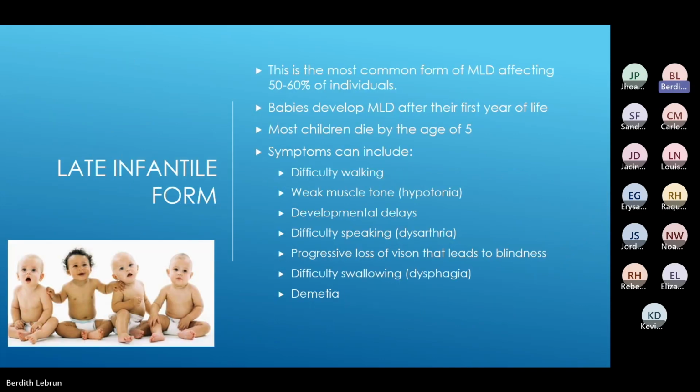So the late infantile form. This is the most common form of MLD, affecting 50 to 60% of individuals. Babies usually develop this after the first year of life. Most children die by the age of 5. With a baby, you'll probably see difficulty walking, weak muscle tone, developmental delays, difficulty speaking, progressive loss of vision that leads to blindness, difficulty swallowing, and even dementia.